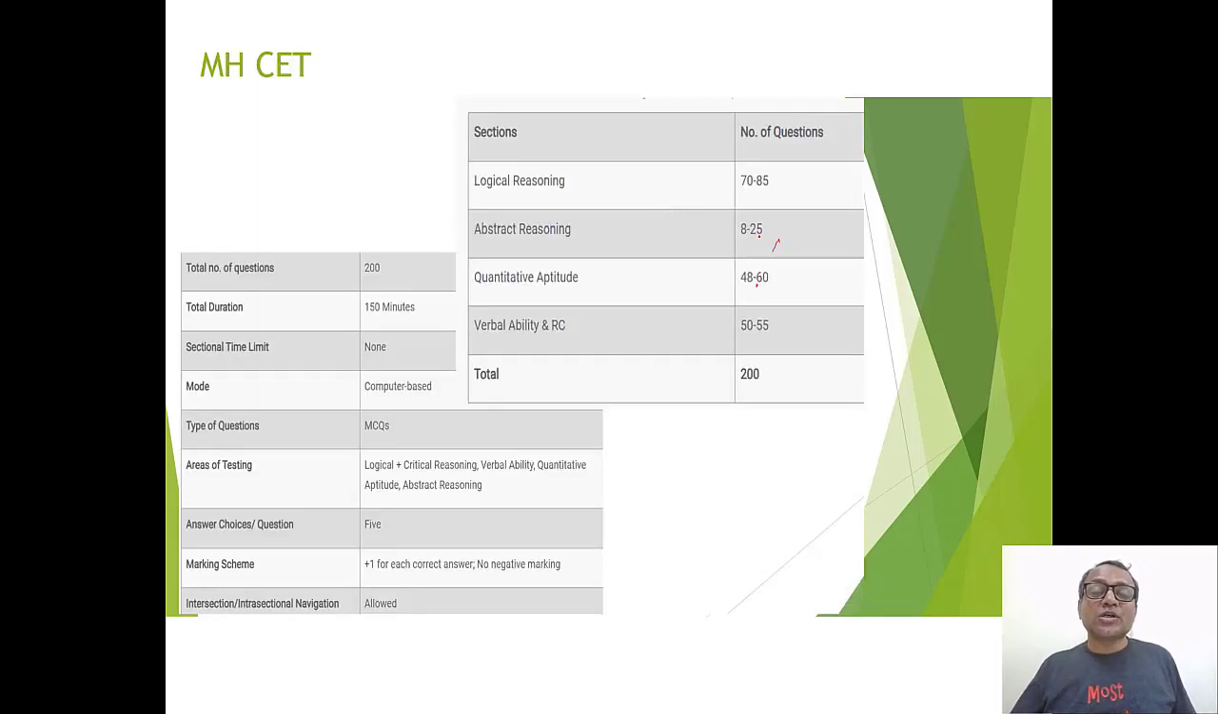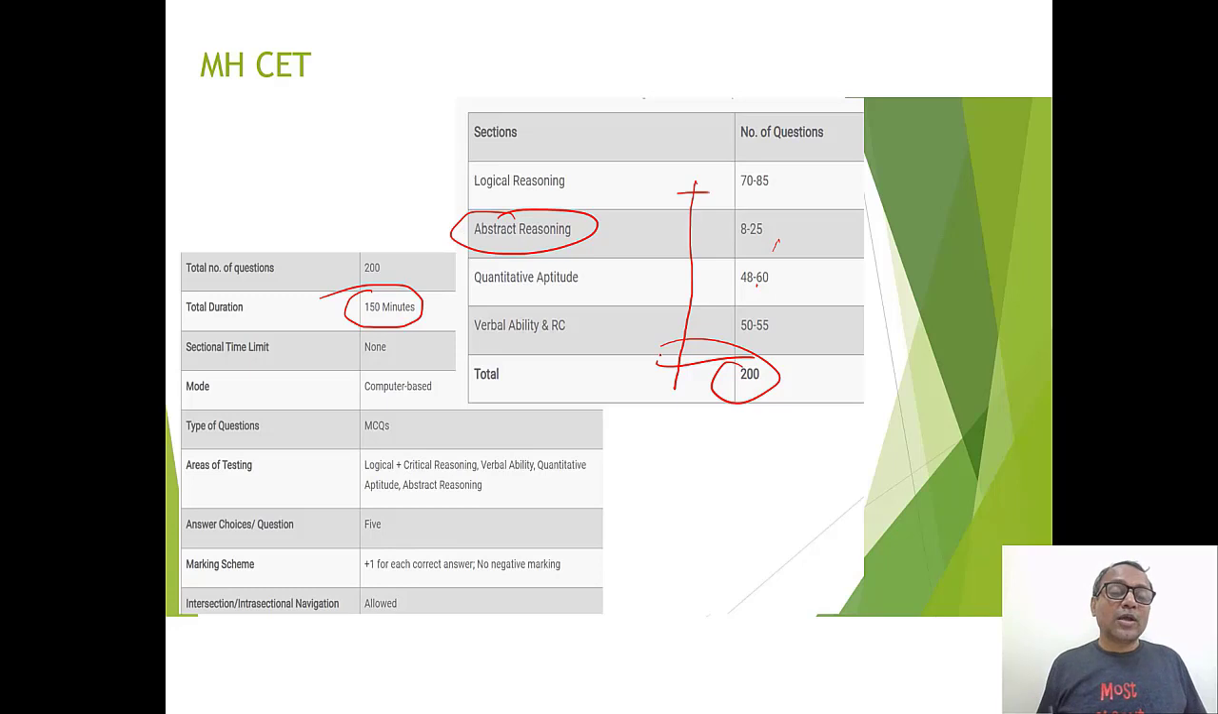CET has logic, abstract, quant, and verbal. The abstract reasoning section is new, and is sort of called visual reasoning as well. You have 150 minutes for 200 questions, which means almost 45 seconds per question. All are MCQs, in a computer based test.